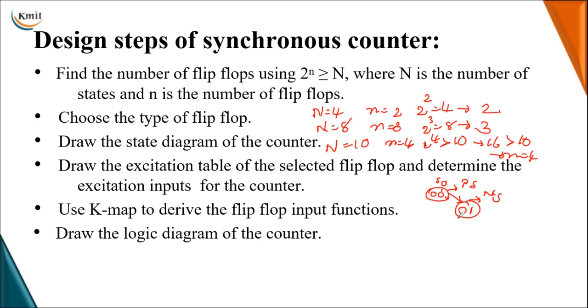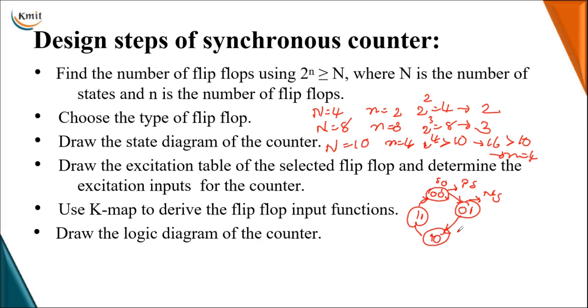If my present state is 0, 1 in your 2-bit counter, or 4-state counter, your next state is 1, 0. If my present state is 1, 0, the next state must be 1, 1. If my present state is 1, 1, the next state must be 0, 0. So this will give you the state diagram, which shows the detailed state transition from one state to the other.